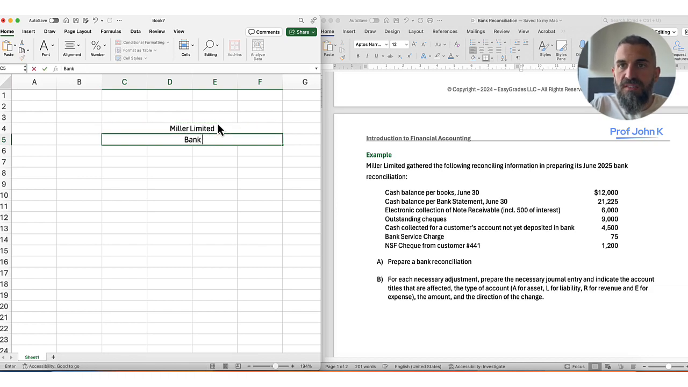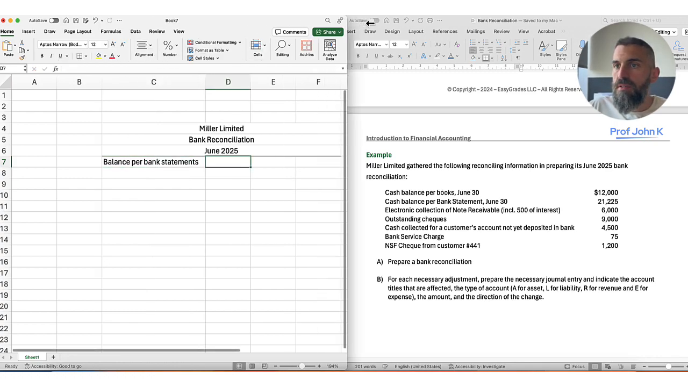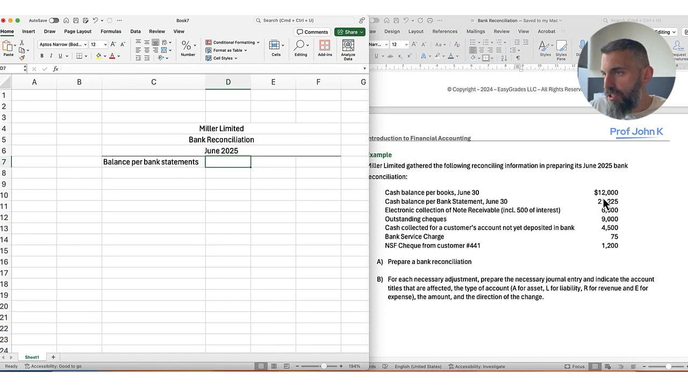So we're doing a bank reconciliation, and we're doing this for the month of June 2025. And now we're going to start with our balance per bank statement. That just means your bank statement balance. Let's make this a little bit bigger. And it says here in the question that our bank statement balance is $21,225. So that's what I'm going to put up here, $21,225.